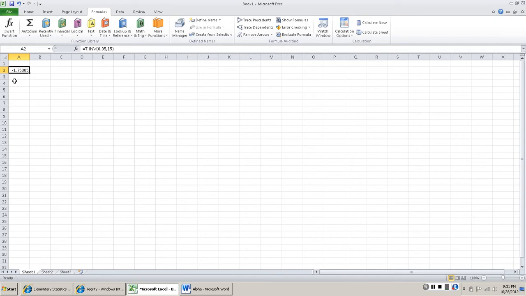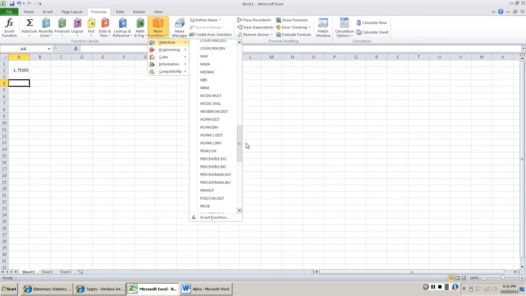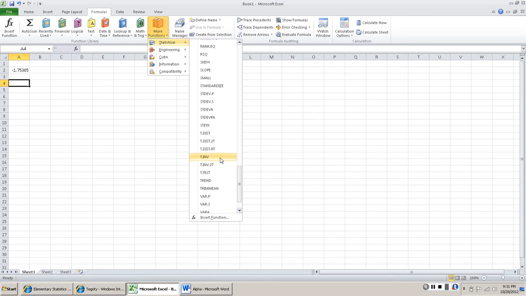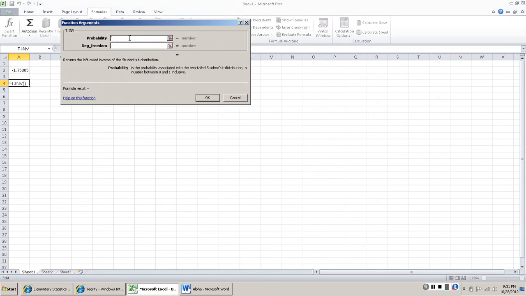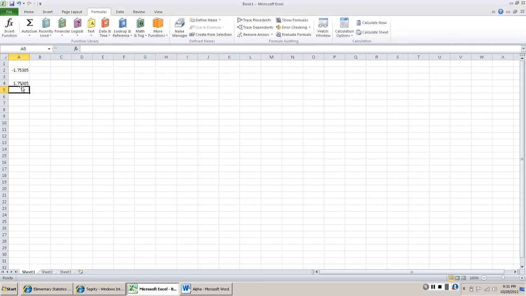If you want the positive, if you want the right-tailed, how you're going to correct for that is you're going to go in, you're going to go down again to T inverse, and now instead of putting in 0.05, you're going to put in the opposite. You're going to put in 0.95. So you're just reversing it. You're having it look on the other side. Again, put in 15, and you can see what we're getting here is just the positive version of what we already got. But this is a way to make sure you're getting the right answer.